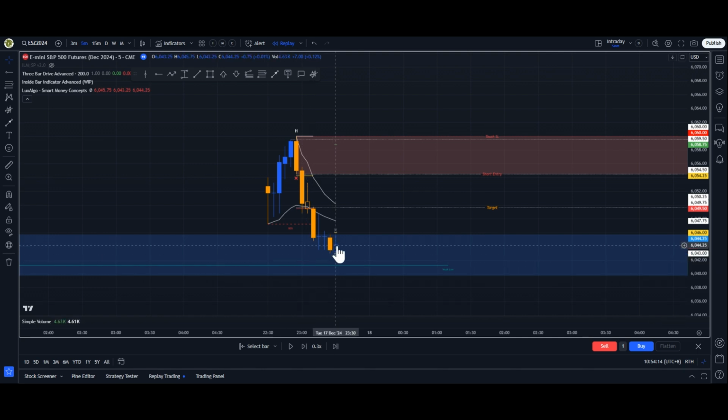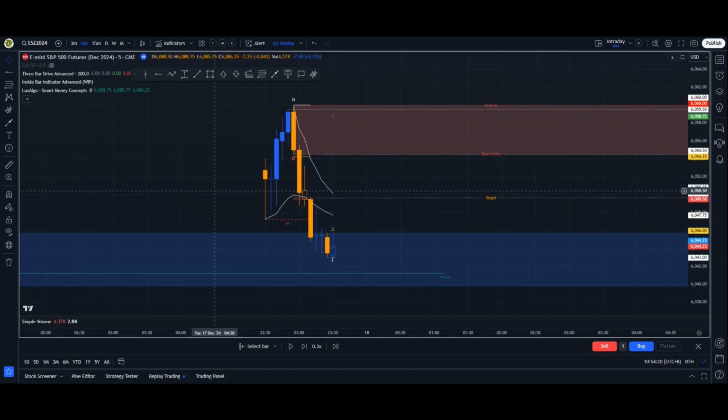Then it comes down, continues to go down, and now what has happened is that another signal has been printed at the low of the day as of now.